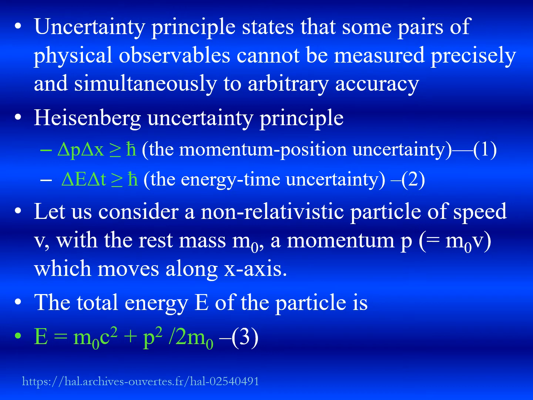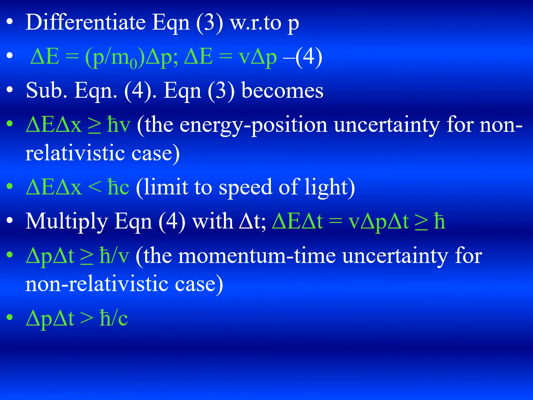Now we will consider a non-relativistic particle of speed v with a rest mass m0 and a momentum p moving along the x-axis. The total energy is the rest mass energy plus the kinetic energy p squared by 2m0. Now you differentiate this equation with respect to p, then you get delta E equal to p by m0 into delta p. And p by m0 is the velocity, so delta E is equal to v into delta p. Now you substitute this in equation 3, then it becomes delta E into delta p is greater than or equal to h cross v.